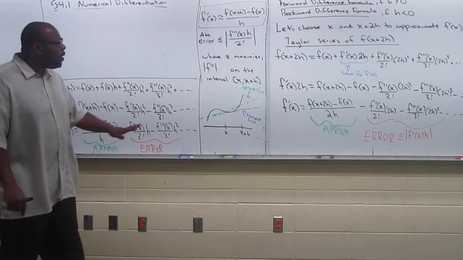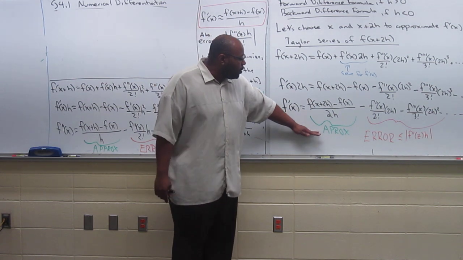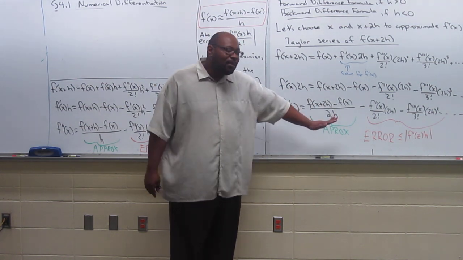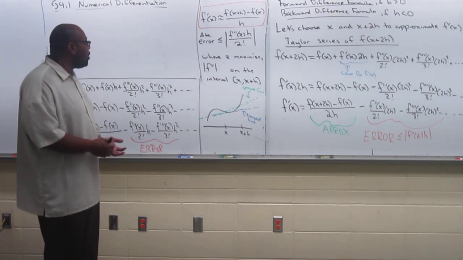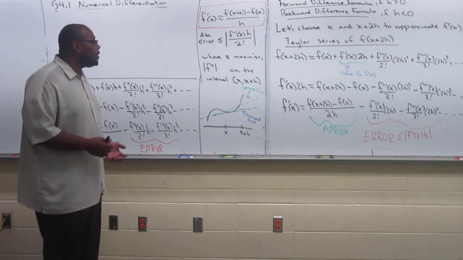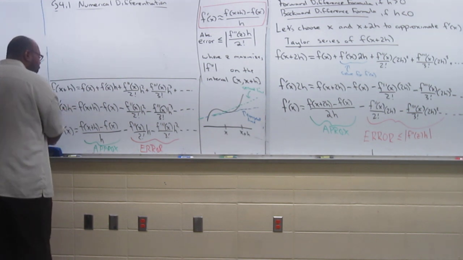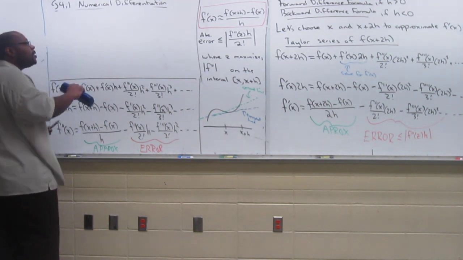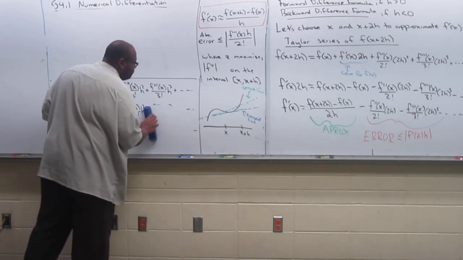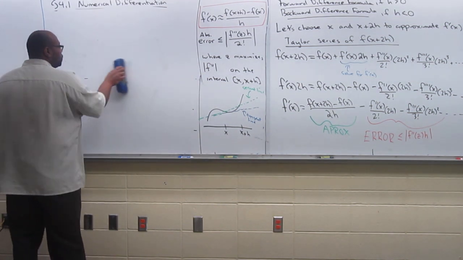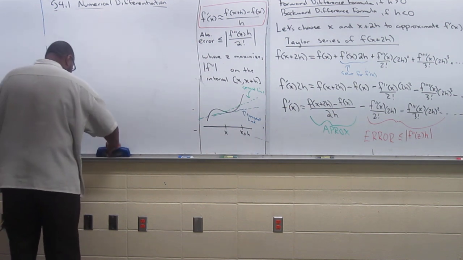So here, I made my error worse, right, by using x and x plus 2h. Can I make this better? Is there any way I can make this a better approximation? And the answer is yes, right? We have to pick different points, and we're going to use something called the midpoint difference formula.